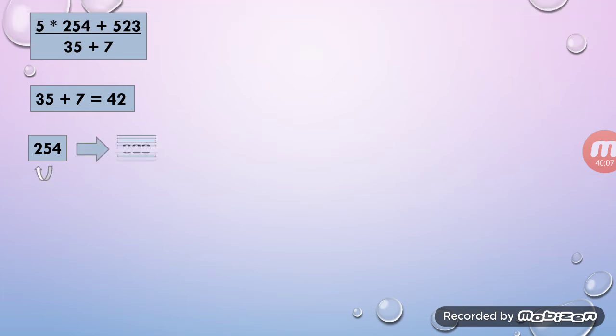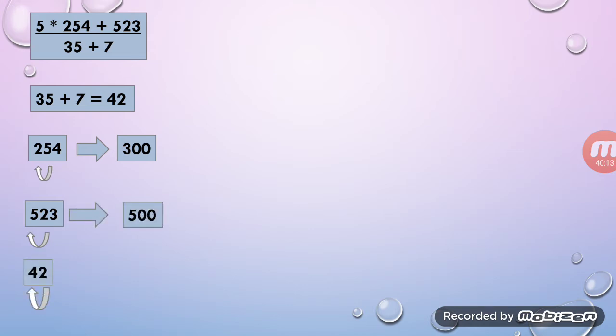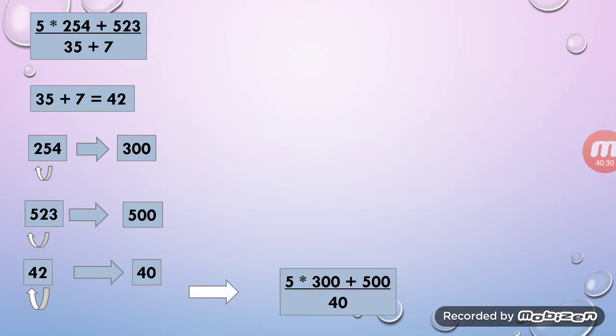Now, going back to where we were, we can see that 2 is not a number larger than 5. So what are we to do? The same thing we've been doing. We're going to leave 4 as is, and every number afterwards will be replaced by a 0. So we're left with 40. And now that we've got our new expression, 5 times 300 plus 500 over 40, we can be left with our grand total of 50.